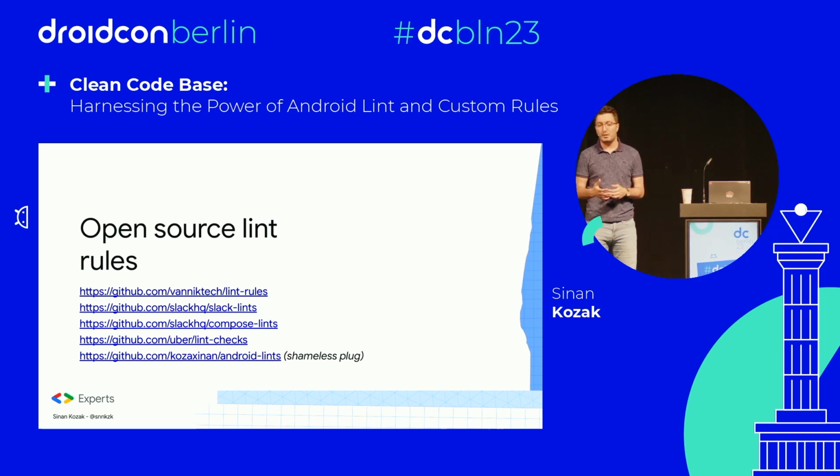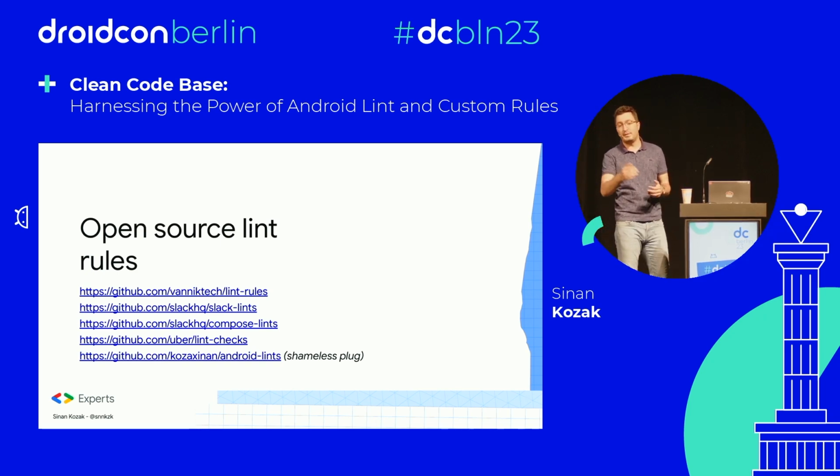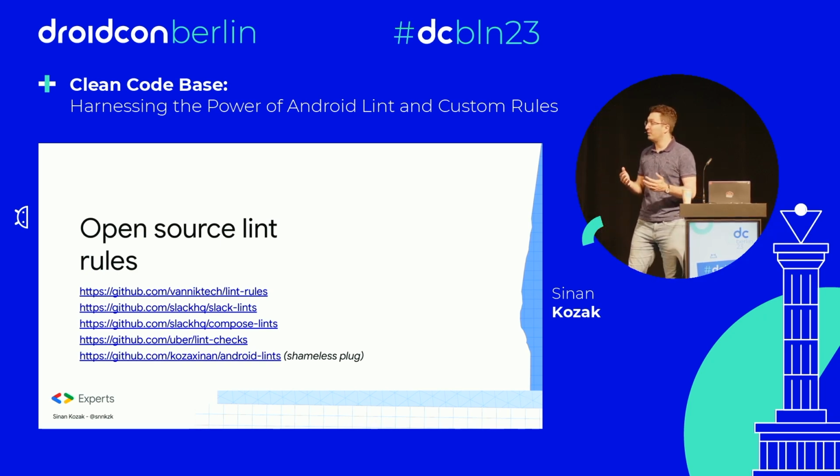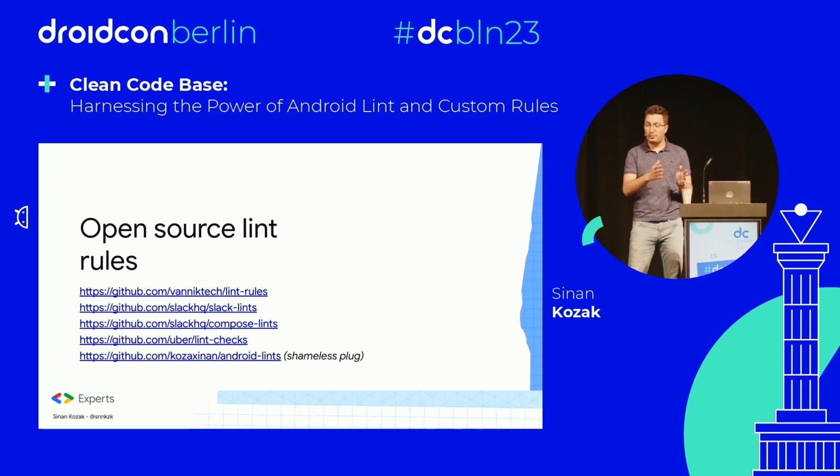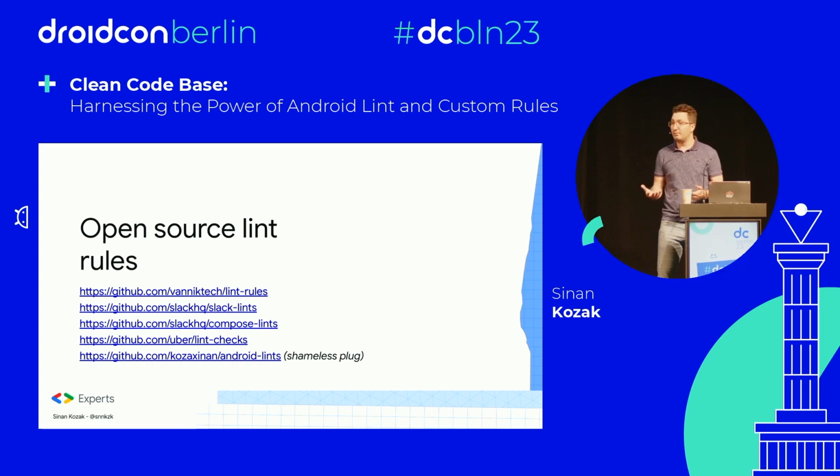A couple of examples from Vanniktech, for example, it has a lint rule that prevents using raw colors in XML and forces you to use colors from the resource file. And that helps you to have a much more stable UI and design system, and helps developers to not reinvent the wheel with their new color codes.